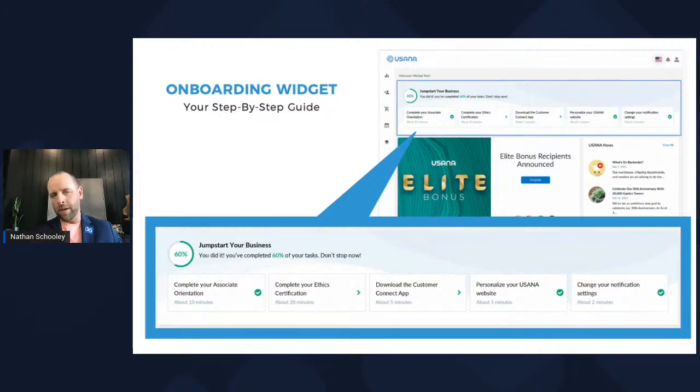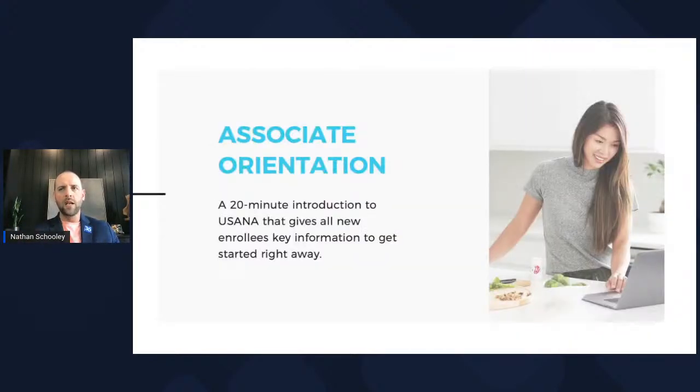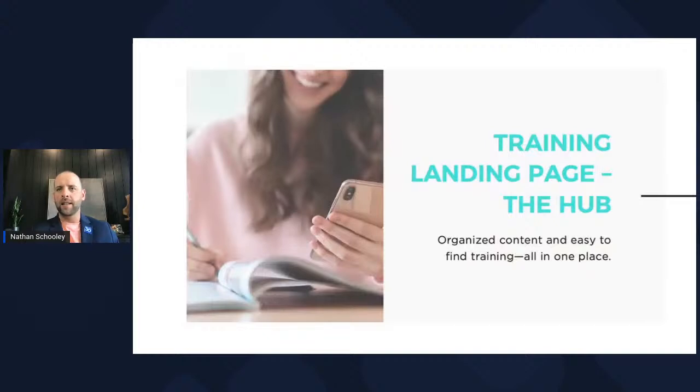So you have the associate orientation, you have the ethics certification, you have downloading the Customer Connect app, personalizing your website, and then changing your notification settings. That's so you can get messages like text messages and stuff from us. So that is it. And it shows up at the top of the screen once somebody logs into the hub, if they are newer, so that way they know what the next steps are. They can see as they are completing it how far along they've come, what else they need to do, and the green check marks show that the task has been completed. We're going to go into the associate orientation.